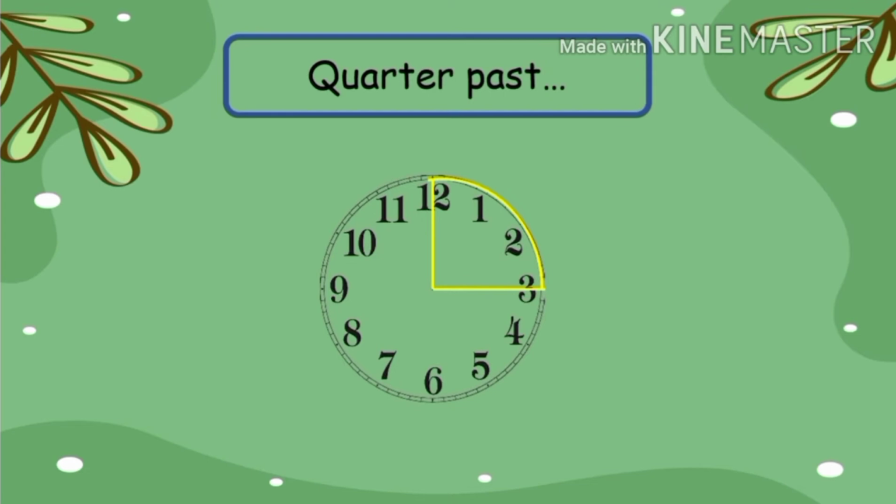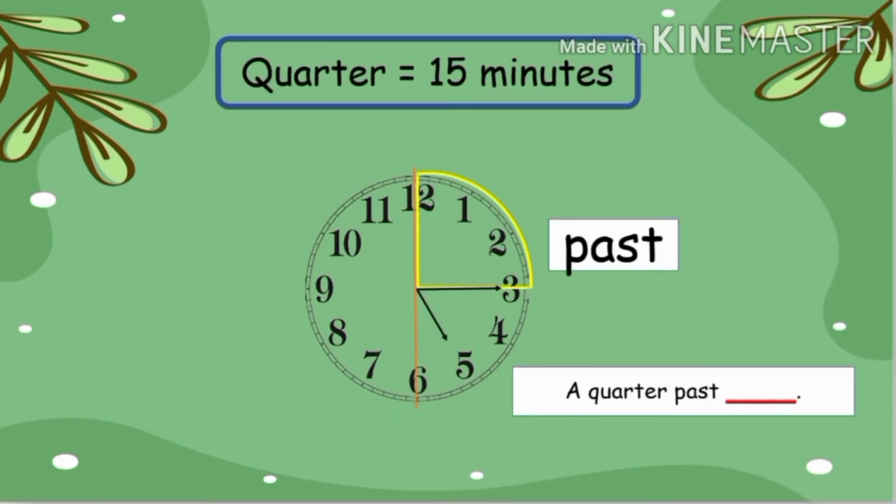We've also learned that on the right hand side of the clock, sebelah kanan jam, we will use the word past. Kita guna perkataan past. So, we can say a quarter past something. It means 15 minutes past something. Okay, and this depends on the short hand. Okay, yang bergaris merah tu bergantung kepada jarum pendek.